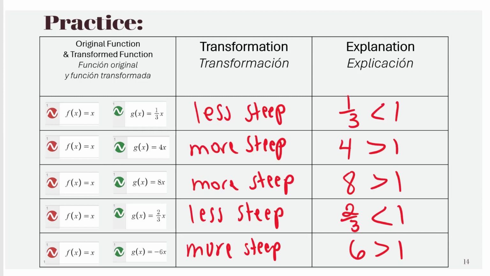These are the answers to the practice. 1/3 is less than 1, so it's going to be less steep. 4 is greater than 1, so it's going to be more steep. 8 is greater than 1, so it's more steep. 2/3 is less than 1, so it's less steep. On the last one, you need to ignore the negative. 6 is greater than 1.